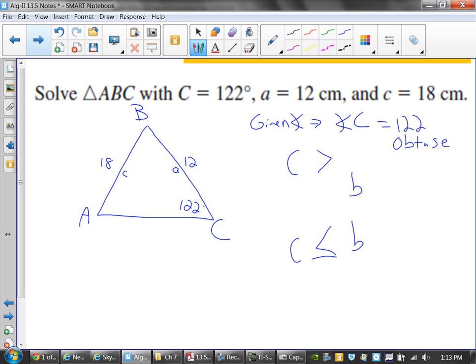So, side C is 18, side A is 12. Oh, that works. So I know how many triangles am I going to get? One. Does that make sense? What I'm doing here is I'm verifying to see that this is going to work. This one I know is going to work. The other one wasn't going to.